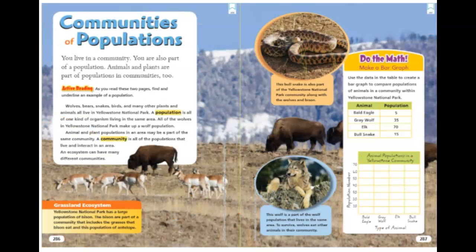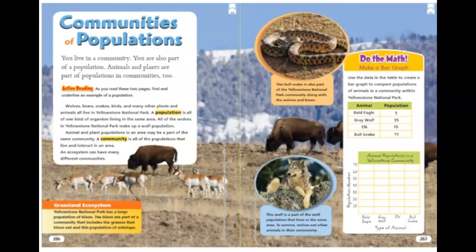Communities of populations. You live in a community. You are also part of a population. Animals and plants are part of populations in communities too. As you read these 2 pages, find and underline an example of population.